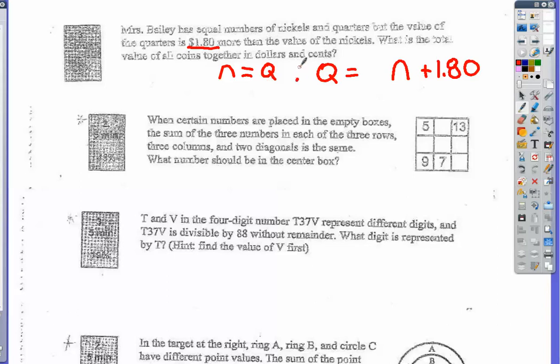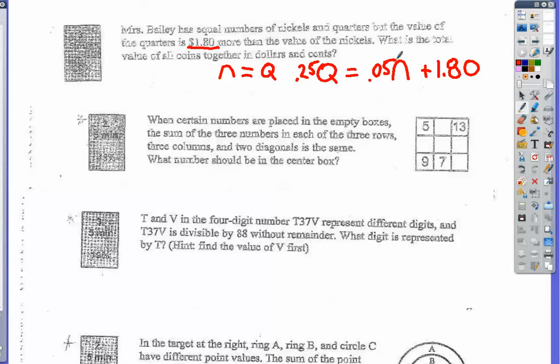So that means 0.25 Q is equal to, because every quarter is worth 25 cents, so you multiply the number of quarters times 25 cents, and you get how much you have in quarters. And then for nickels, how much is a nickel worth? That's right, 5 cents. So we have 0.05 times the number of nickels you have, that'll give you the value of nickels, plus the $1.80, and that would equal how much you have in quarters.